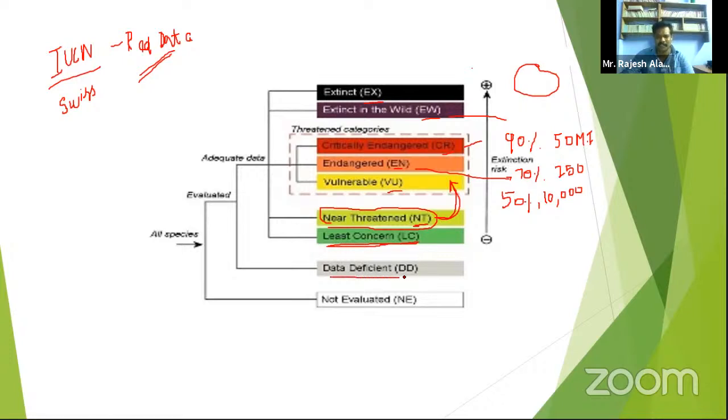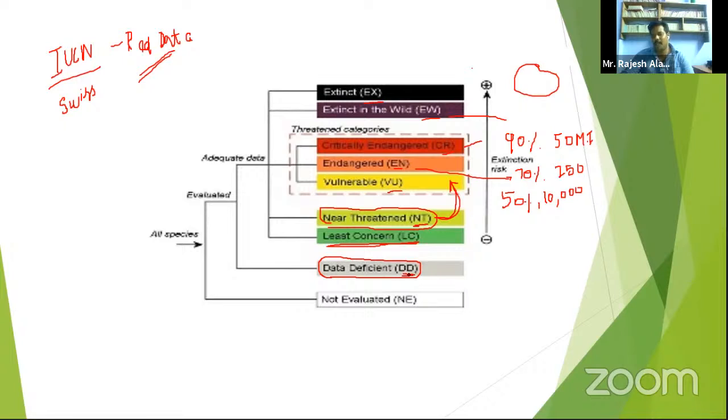Data deficient. Some organization, some researcher, is doing research on a particular organism. Even after the completion of research, they can't arrive at a figure. What is the level of population of the particular organism? What is the level of distribution of that organism in that geographical area? They couldn't arrive at a figure. The research couldn't give a conclusion. Then it is called data deficient.